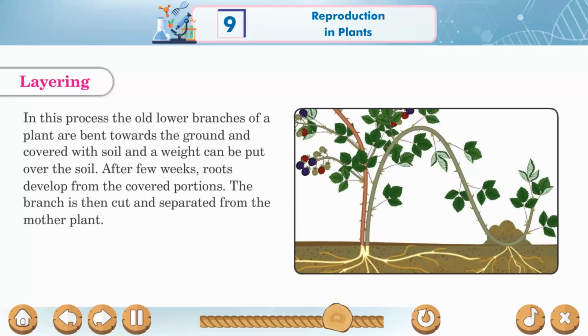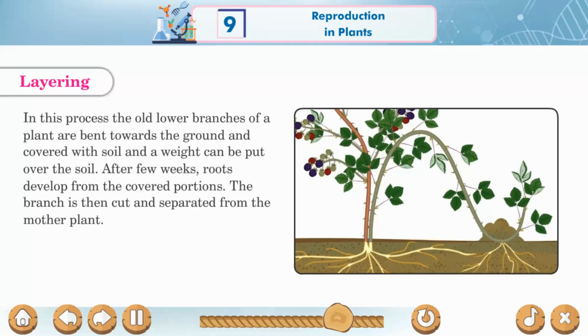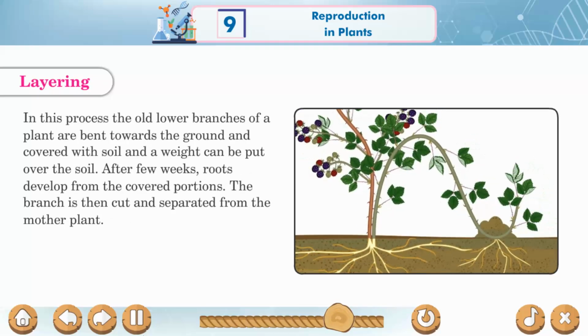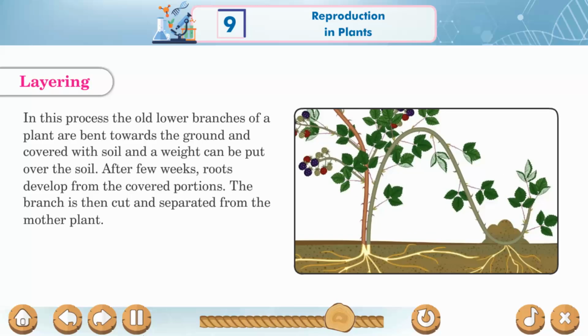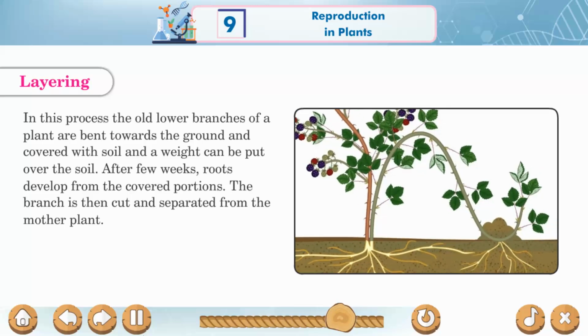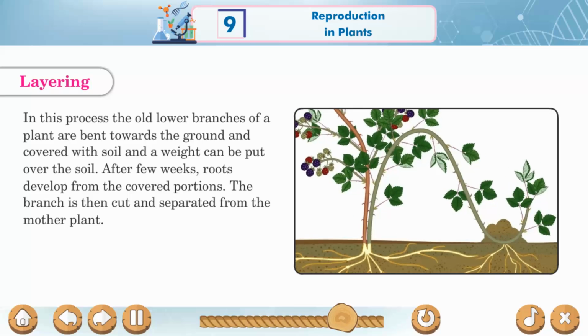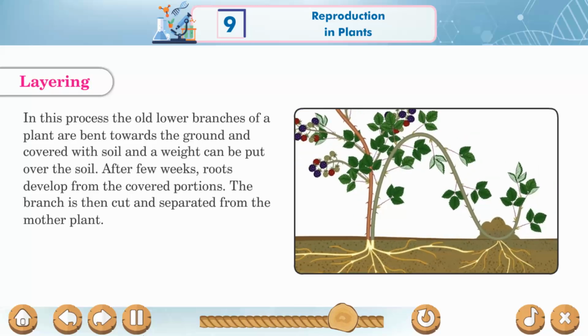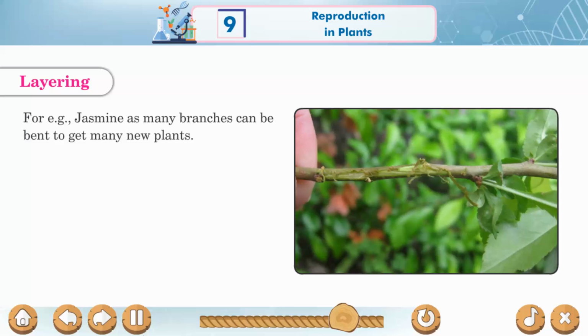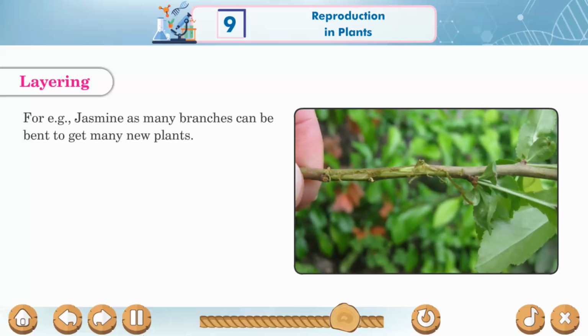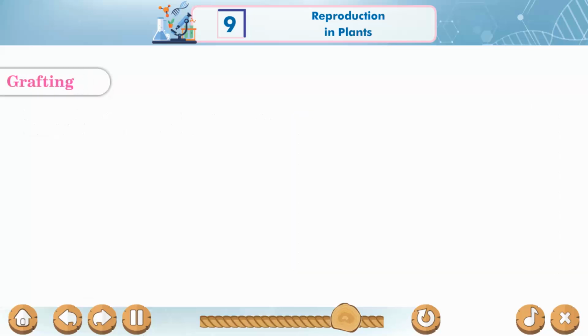Layering. In this process, the old lower branches of a plant are bent towards the ground and covered with soil, and a weight can be put over the soil. After a few weeks, roots develop from the covered portions. The branch is then cut and separated from the mother plant. For example, jasmine, as many branches can be bent to get many new plants.